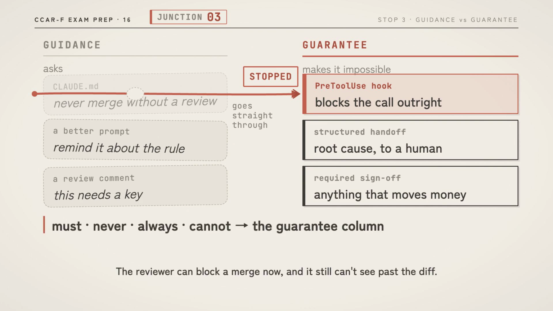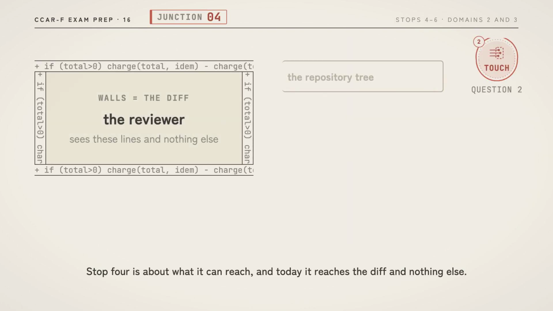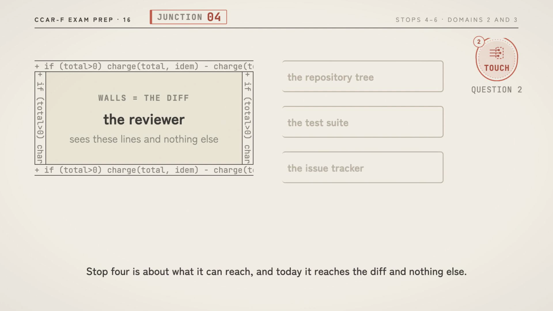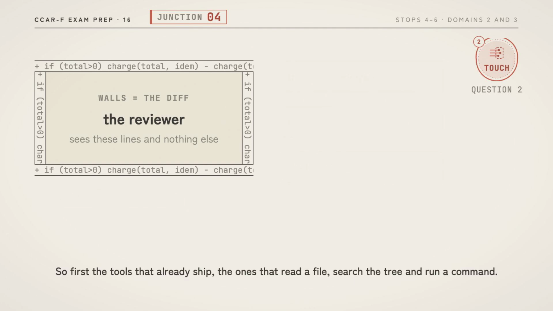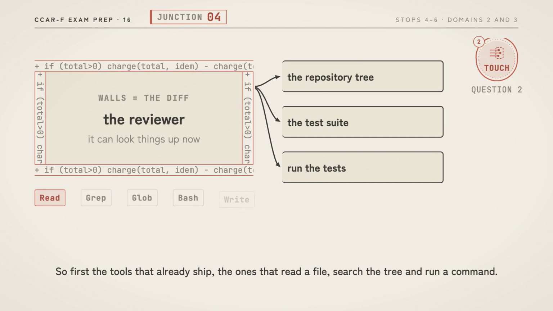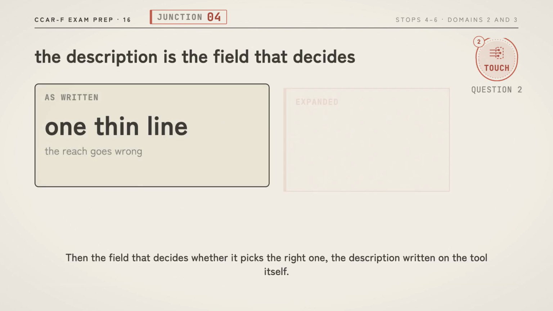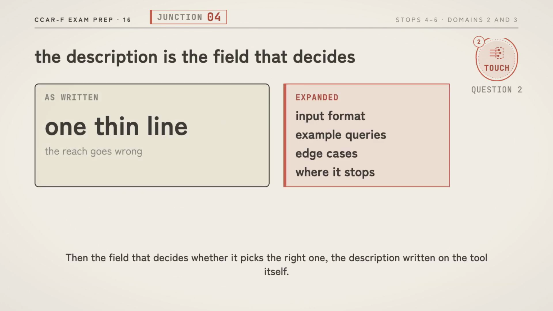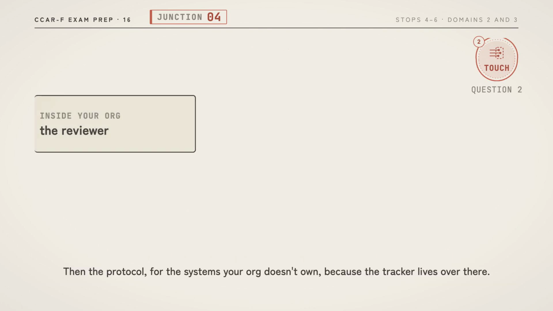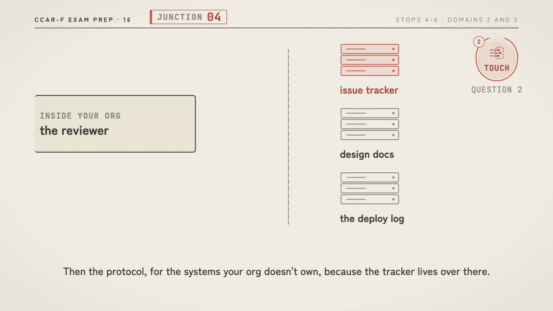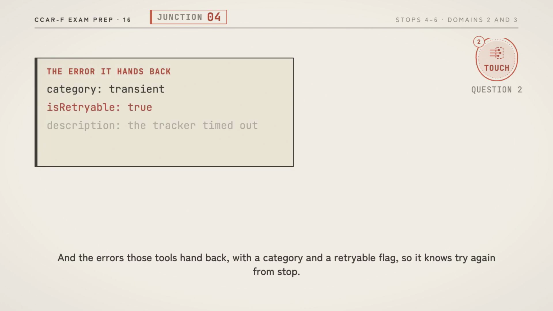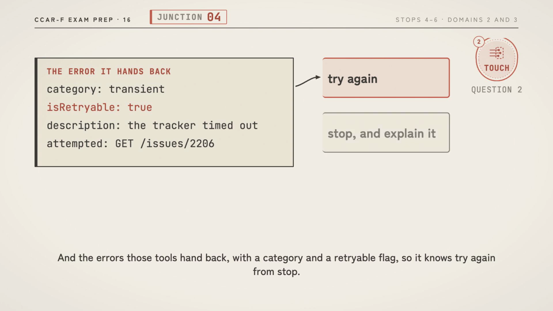The reviewer can block a merge now and it still can't see past the diff. Stop 4 is about what it can reach, and today it reaches the diff and nothing else. So first, the tools that already ship, the ones that read a file, search the tree and run a command. Then the field that decides whether it picks the right one, the description written on the tool itself. Then the protocol for the systems your org doesn't own because the tracker lives over there. And the errors, those tools hand back with a category and a retriable flag, so it knows try again from stop.